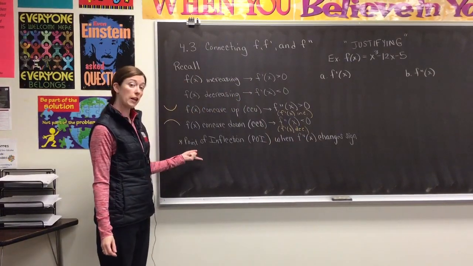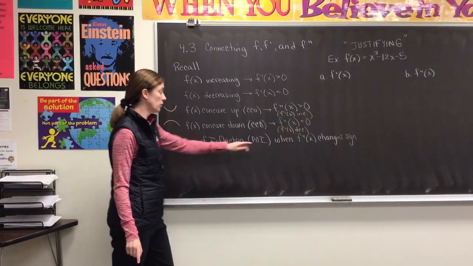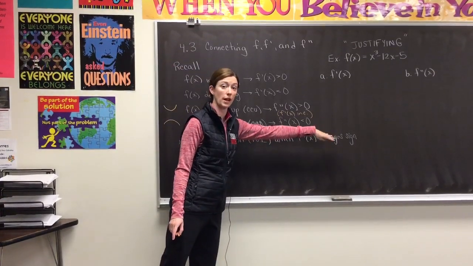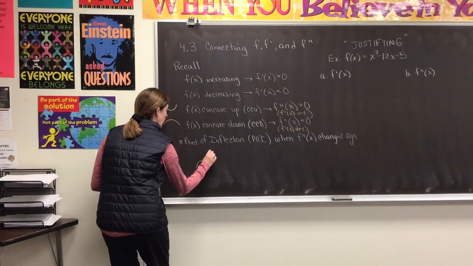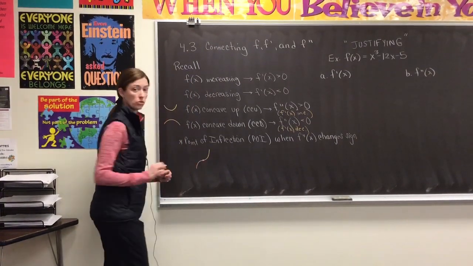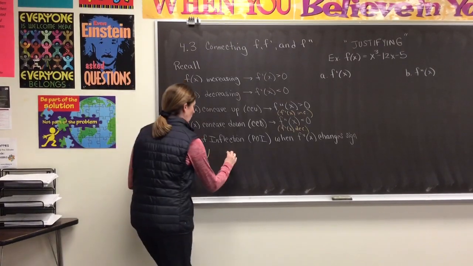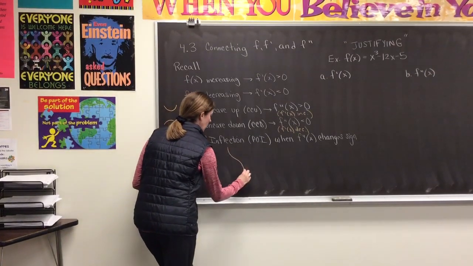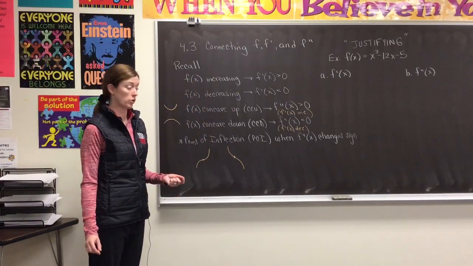A point of inflection, not a point of interest, a point of inflection, a POI, is when my second derivative changes signs. It can change from concave down to concave up, as in a good old John Travolta, or if I have a reverse John Travolta, I might change from concave up to concave down. Those are both considered points of inflection.